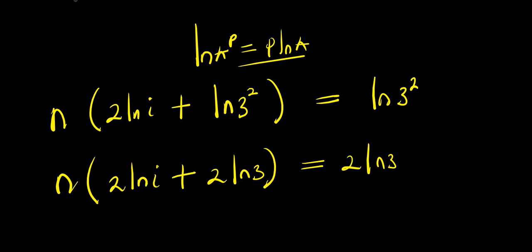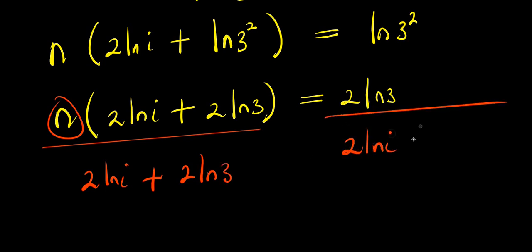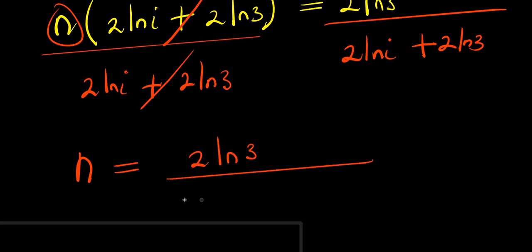I can isolate n. I divide this by 2 times natural log i plus 2 times natural log 3. I divide this by 2 times natural log i plus 2 times natural log 3. This cancels this. So from here, n equals 2 times natural log 3 divided by 2 times natural log i plus 2 times natural log 3. Now, this is the value of our n.